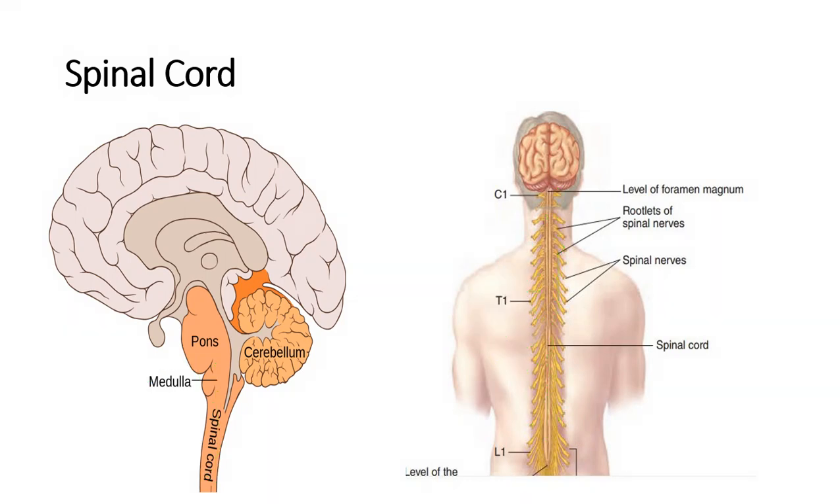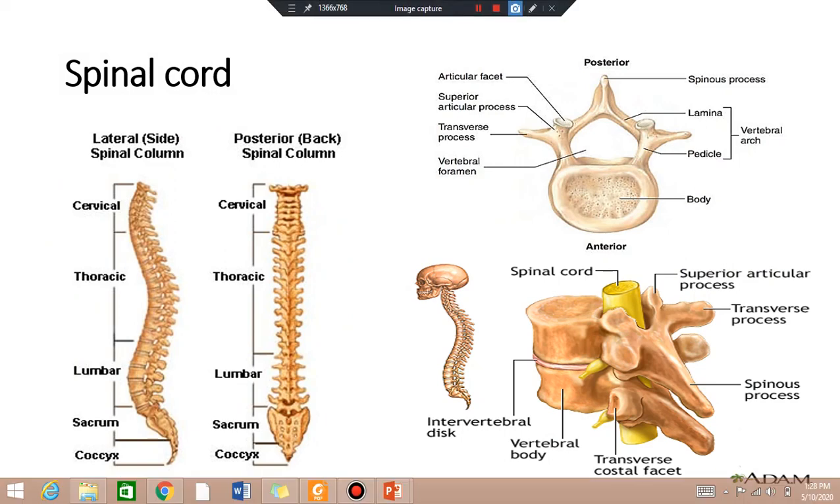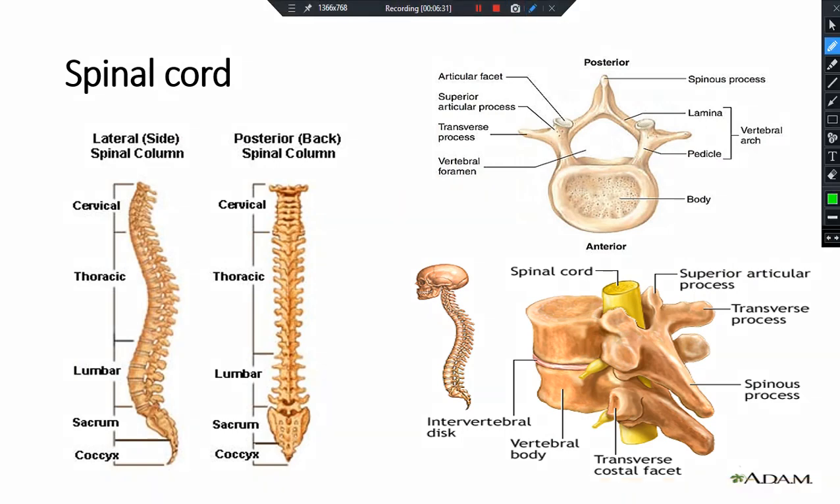Okay, now let's move forward. And the second point was that the spinal cord is located in the vertebral column. Okay, so if you look to this diagram, this is the vertebral column, and the spinal cord is present inside this vertebral column. Now how is it present?